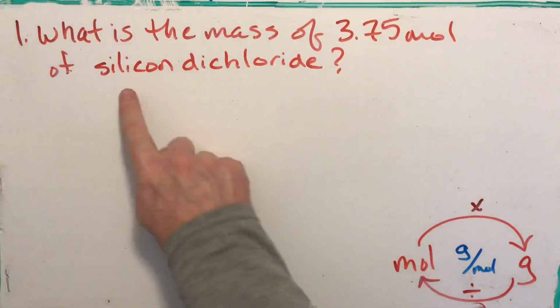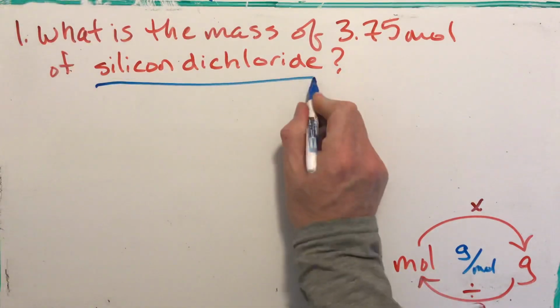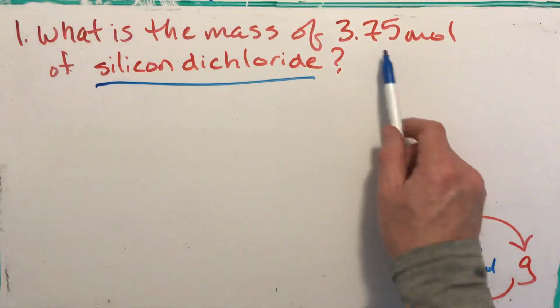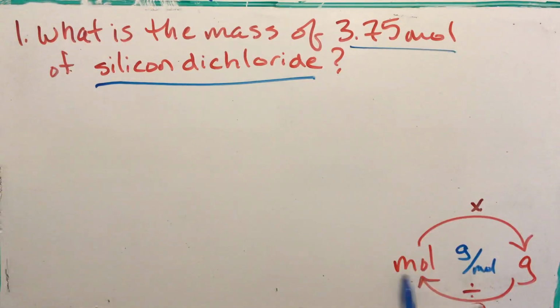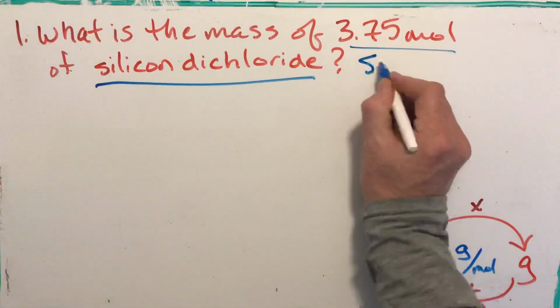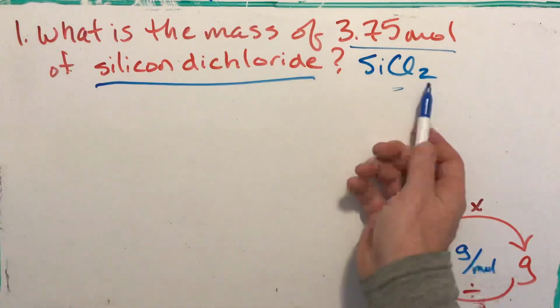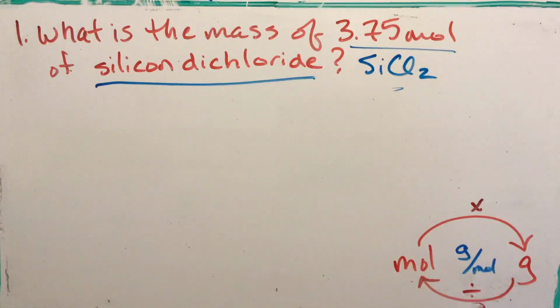The very first thing we need is a formula, all right? Because I know the formula helps me with the molar mass, the grams per mole. I'm given moles, so I'm starting here. I have to turn it into here. So I'm going to multiply by the molar mass. Where do I get the molar mass? Well, the formula helps me determine that. So I need silicon dichloride, which is SiCl2. Again, names and formulas are huge. If you fumble on this step, it alters the whole question.